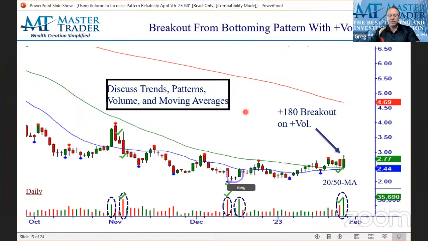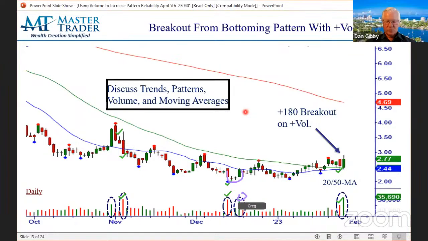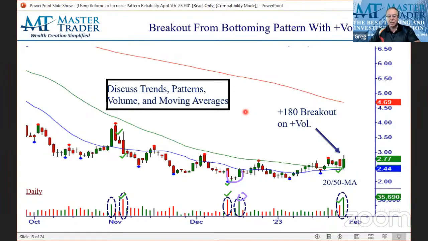And now you got this volume spike. Well, the trend is still down, but it's a clue. It's like something's going on here. And then, okay, it retests, still in a downtrend. Now it comes back up, and now you got that bullish 180 on volume.